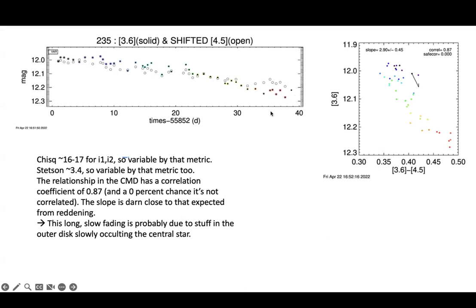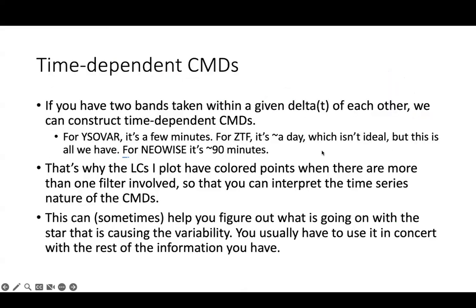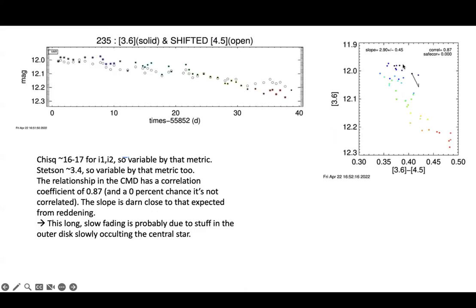Okay, so now I'm going to plot 3.6 versus 3.6 minus 4.5. It's going to start black and end up red. So it's going to start here, then wander up here, then wander down here, and end up down here. So it is a time-dependent color magnitude diagram. This is the reddening vector. What this is telling you is that the variation you're seeing in this star is consistent with that due to reddening.